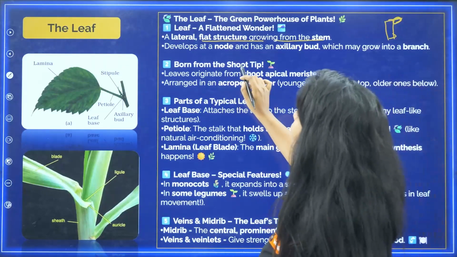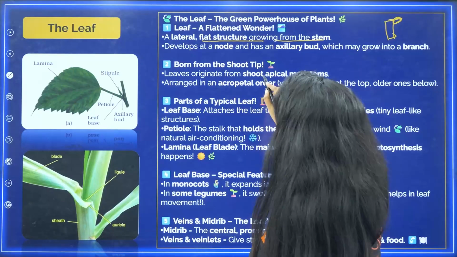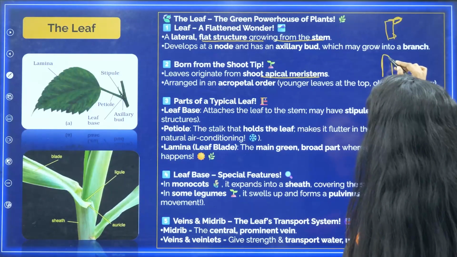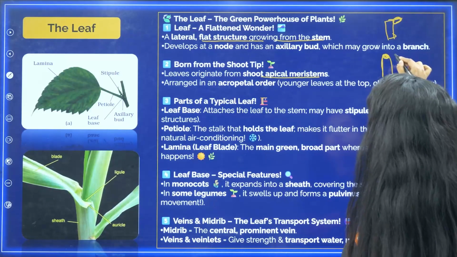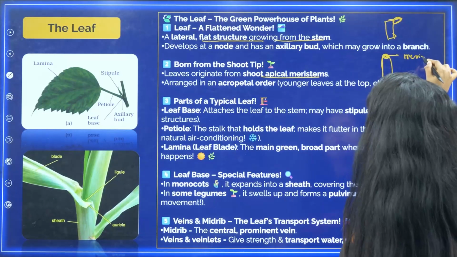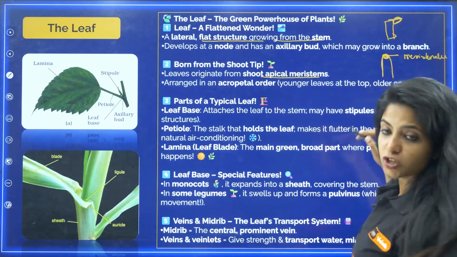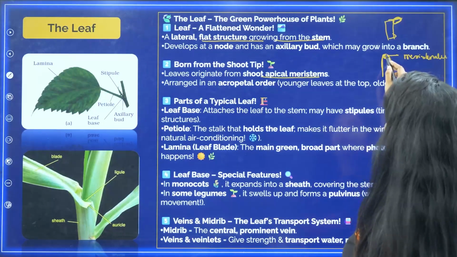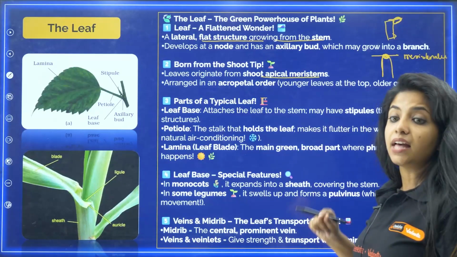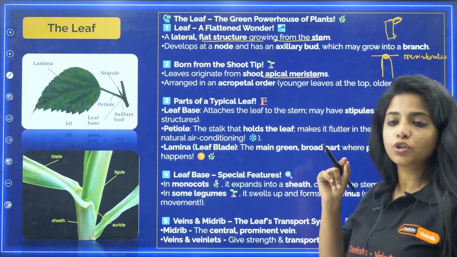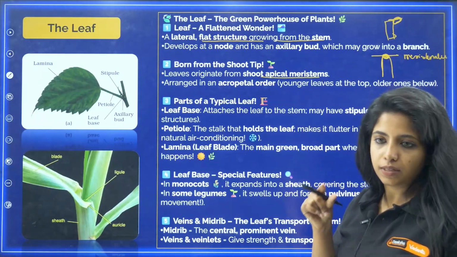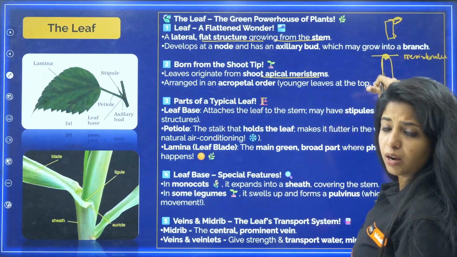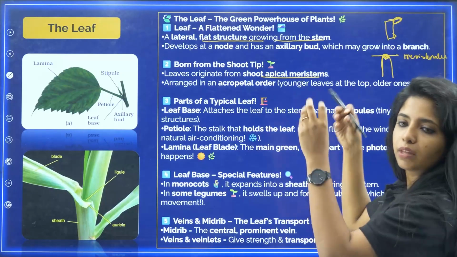Okay, now, born from the shoot tip. So leaves originate from the shoot apical meristem. So you know what? At the shoot tip, my dear children, you have so many meristematic cells. Just like how you have meristematic cells in the root tip, we studied, right, the region of meristems. Similarly, you would have the shoot apical meristem. And the leaves basically are going to originate from the shoot apical meristem itself. It's not like they are just found at the apical region, they can be distributed throughout. So basically from them you get the leaves.